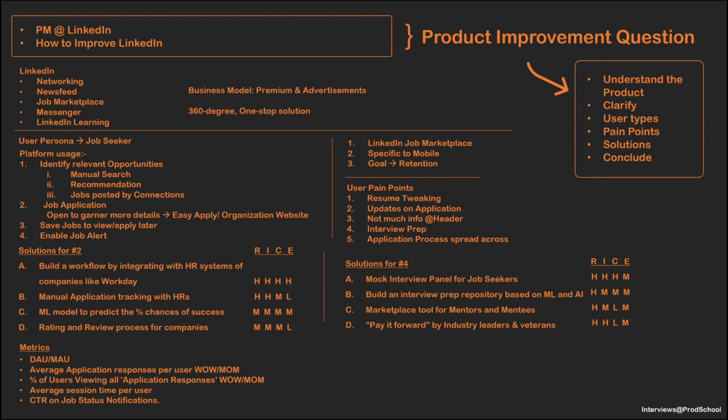For number 4, first one is the DAU or MAU. The second one is the percentage of users who are using mock interview or coding sessions here. Third one will be the percentage of job conversion based on the mock interview or the panel interviews here.